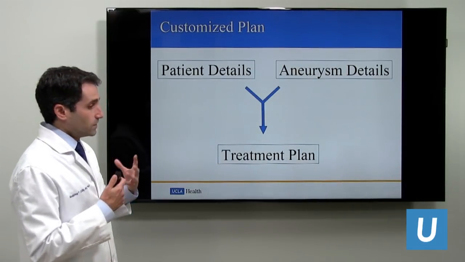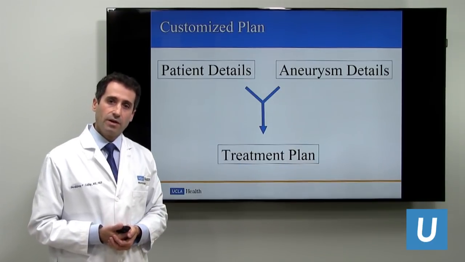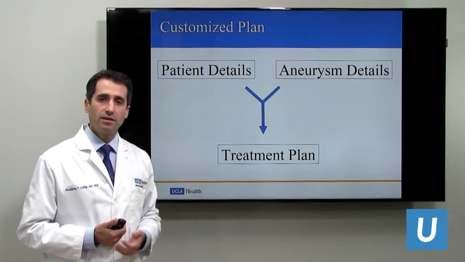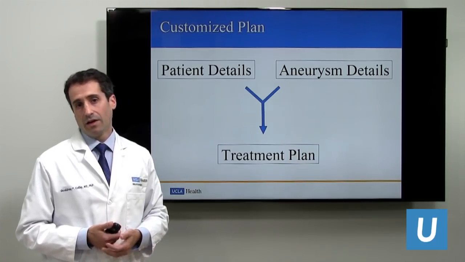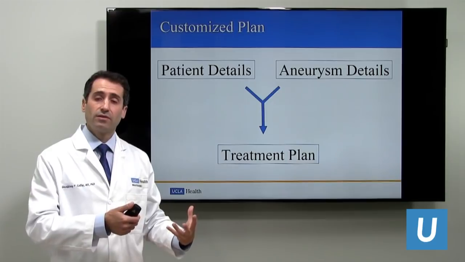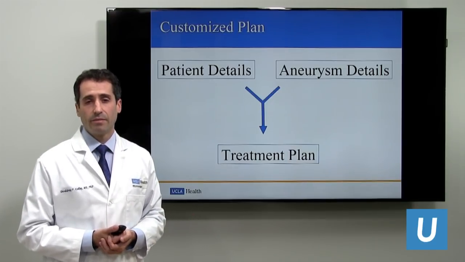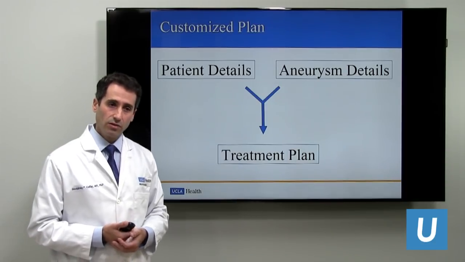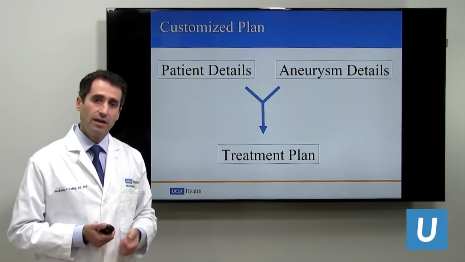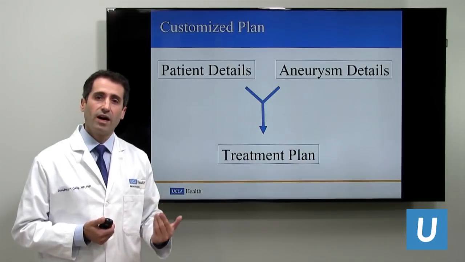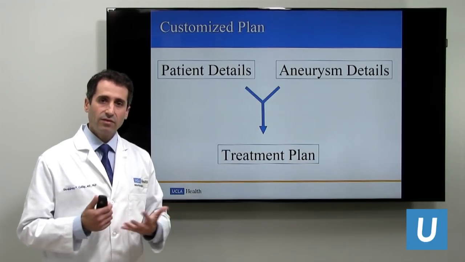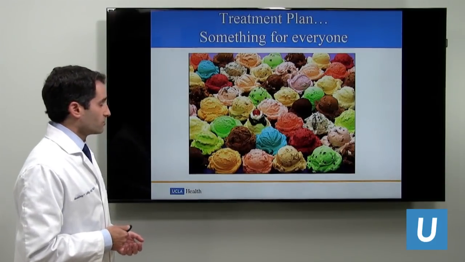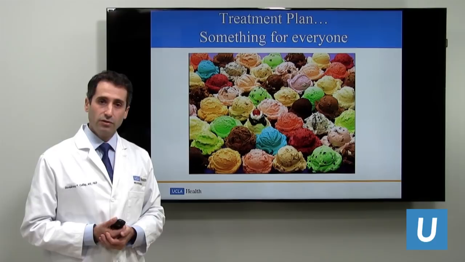So really, when we have a patient with an aneurysm, that patient really needs a customized plan. You have to take into consideration the patient details, that would be the patient's risk factors, their other medical comorbidities that they might have. We then take into account the imaging studies that the patient's had and look at the exact details of the aneurysm, its location, its size, its morphology, associated branches. And we have to put all that together and formulate a customized plan for that patient. And it's really not a one-size-fits-all solution.